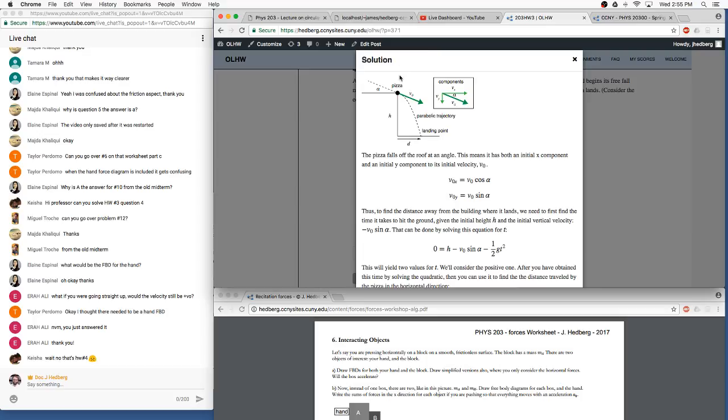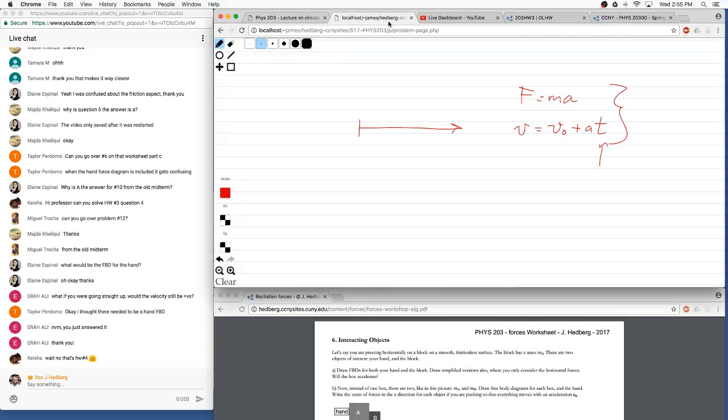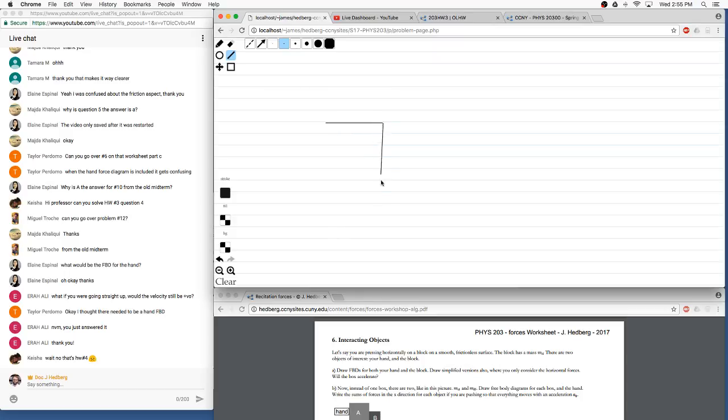This picture is, I guess I'll redraw the picture. I don't need that anymore. Oh, that's a bad picture already. Here's the roof. Here's the ground. And I have this pizza particle that's going to slide off the roof with some initial velocity. After it slides off the roof, it's going to be in free fall, and it's going to make its way down to the ground. Okay, and we want to figure out this distance between the wall and where it hits the ground.